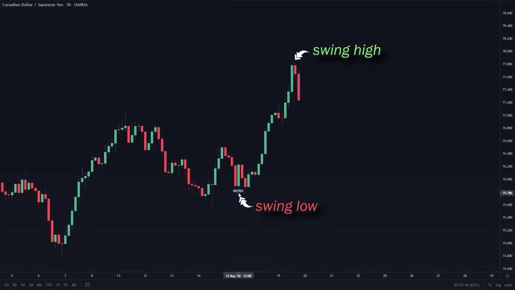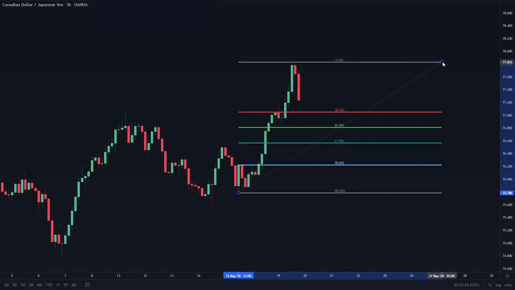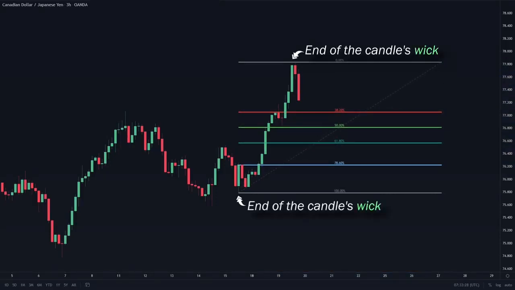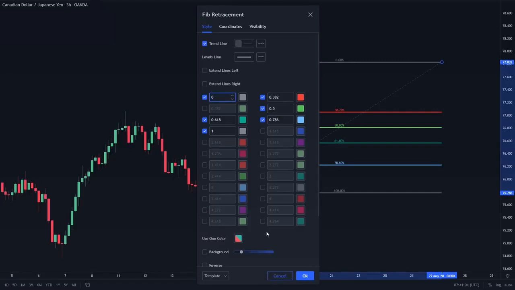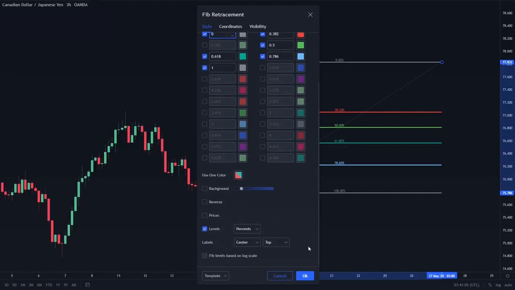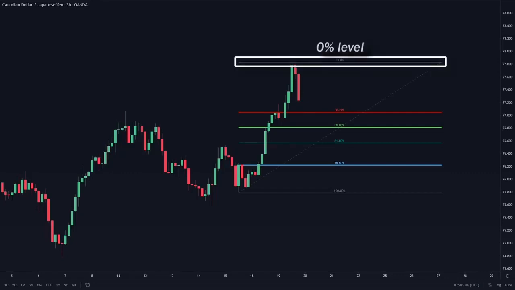Now, once you've identified the swing high and the swing low, the next step is drawing the Fibonacci tool by connecting the swing low to the swing high and then dragging it to the right to extend the levels. Now, notice that I'm connecting them at the end of the candle's wick. And as you can see, we now have the Fibonacci levels in place. And again, I advise you to follow the custom settings that I have so that it'll be easier for you to follow along. So now, I'm going to show you how to utilize these levels. So starting from the top, you have your 0% level, which is basically your starting level.